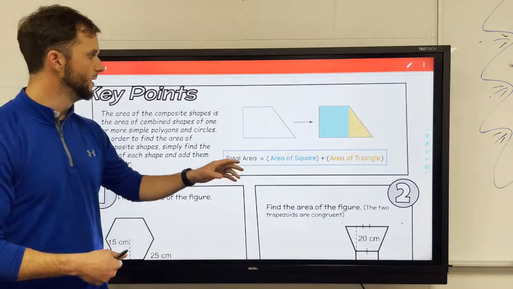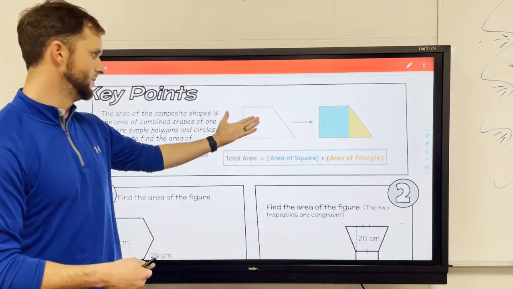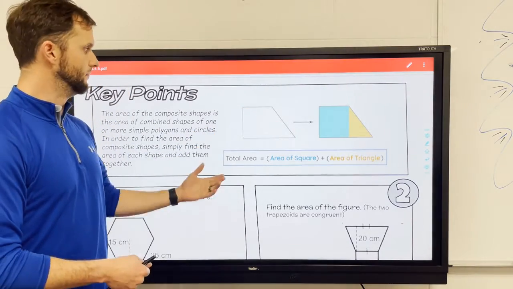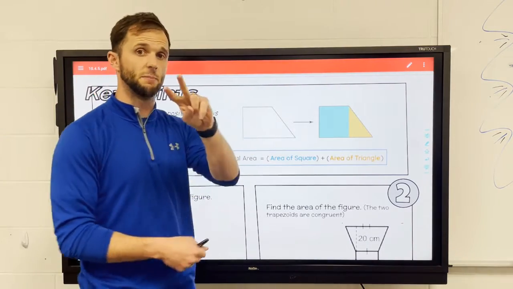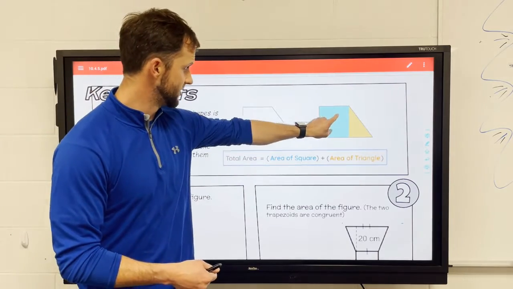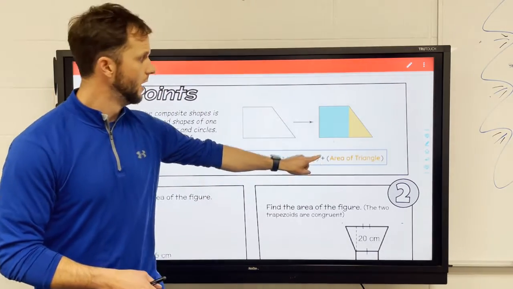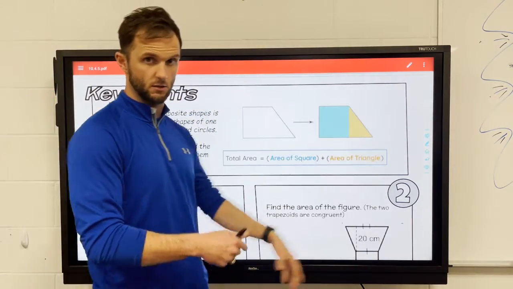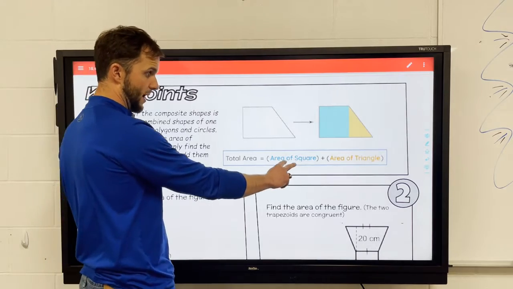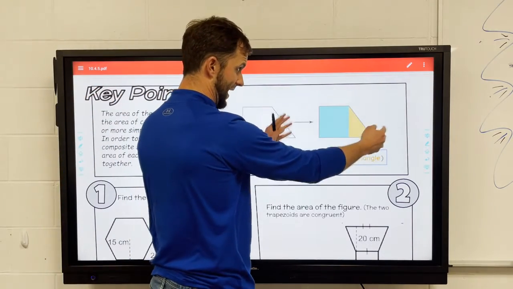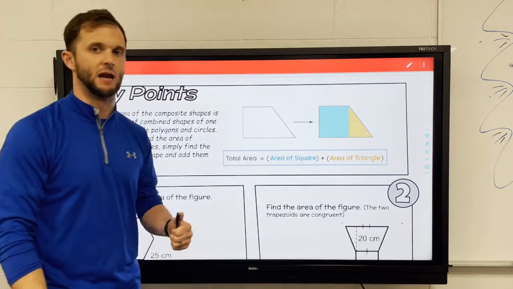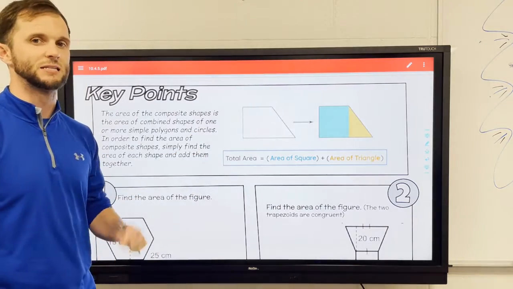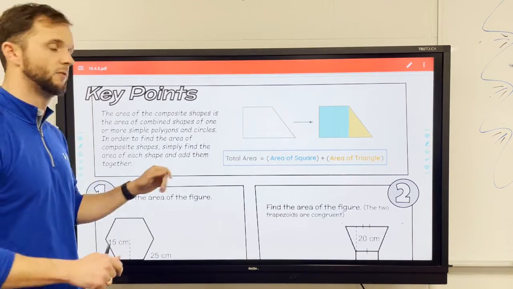For example, if you look, I have a shape here. This is kind of a trapezoid, but anyway, I could actually cut it up into two shapes. I have a square, so area of a square, and then a triangle. Literally I could find the area of a square, then the area of a triangle, and then add them together to find the whole composite area. So that's what we're looking at today, finding composite area. Let's jump over to example number 1.